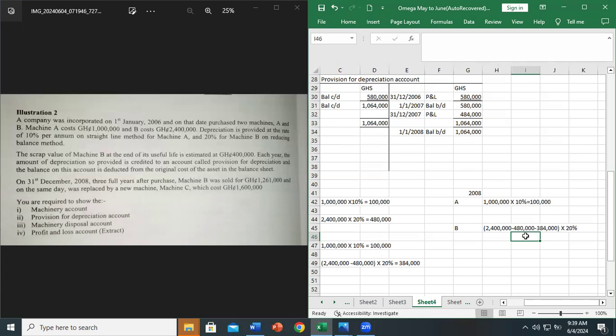Okay, so let's do the calculations and see how much we'll get. 2,400,000 minus 480,000 minus 384,000. We multiply by 20%. We are going to get a figure of 307,200. Remember, another asset was bought, which is asset C, bought in 2008. So that asset is also going to take some depreciation, asset C.